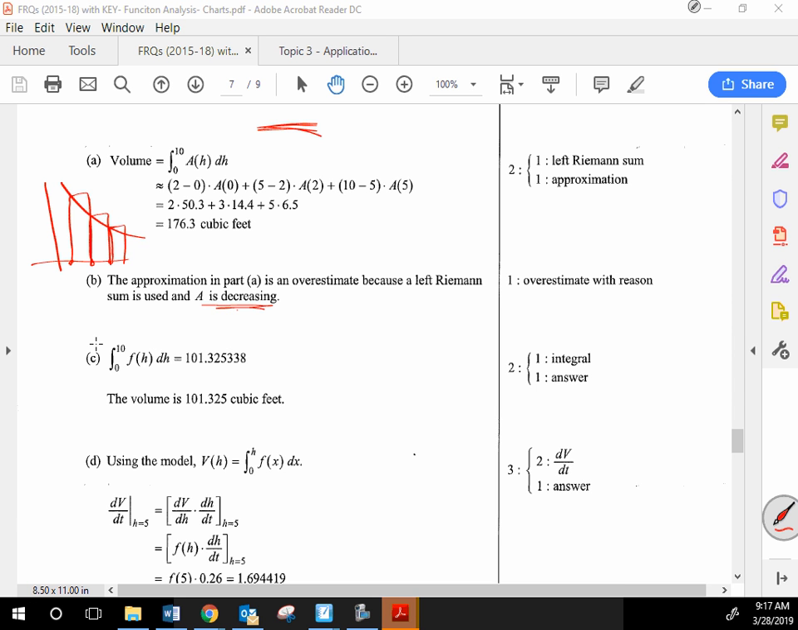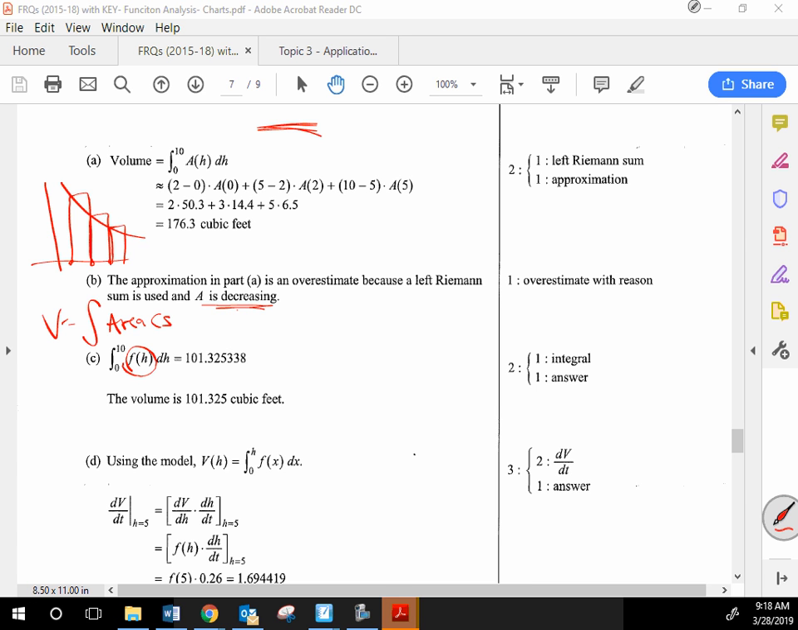Okay, and then part C was just straight up, again, volume equals the integral of the area of your cross-section. For this specific one, they gave us the area as f of h, so you're integrating from 0 to 10 of f of h dh. In your calculator, you should have gotten 101.325. So 1 point for your integral setup and 1 point for your answer. Make sure your integral has limits and dh.